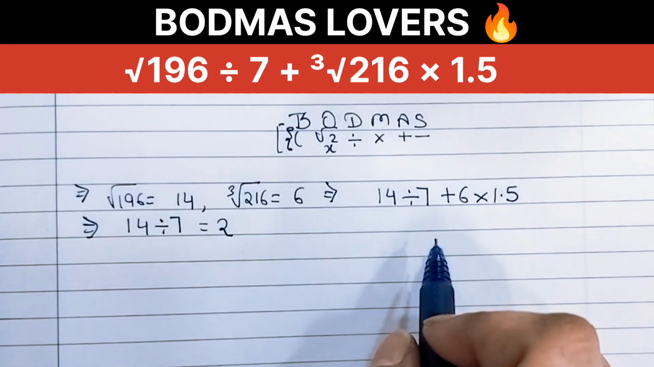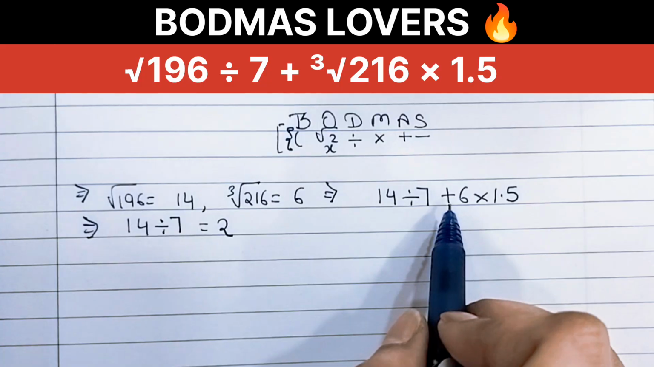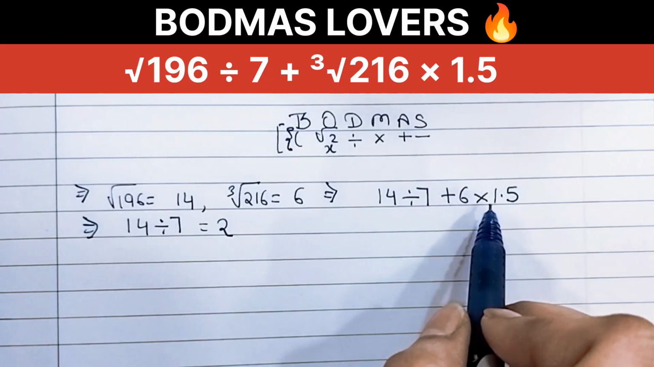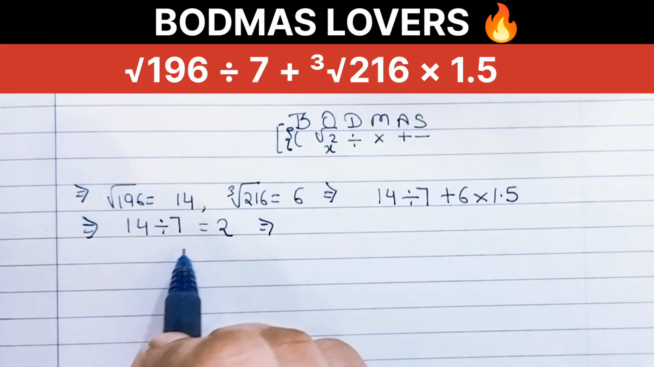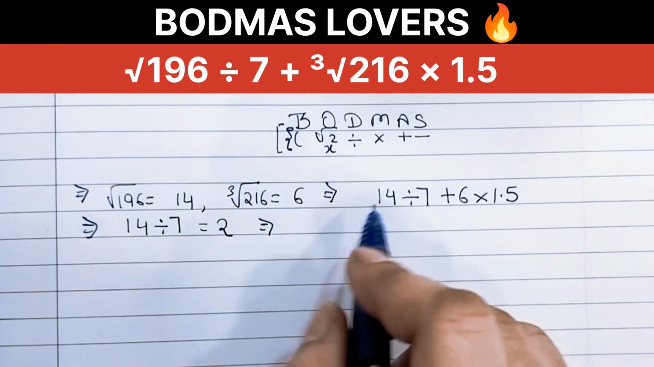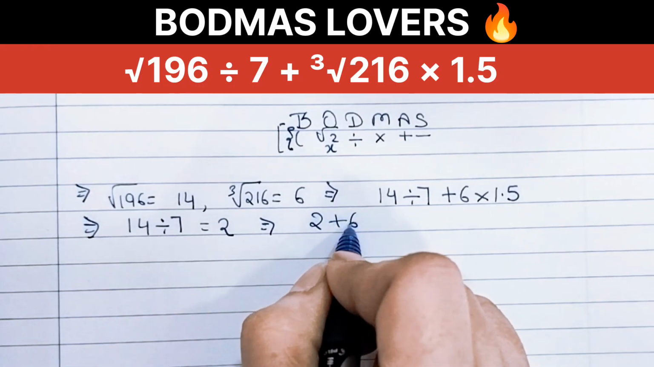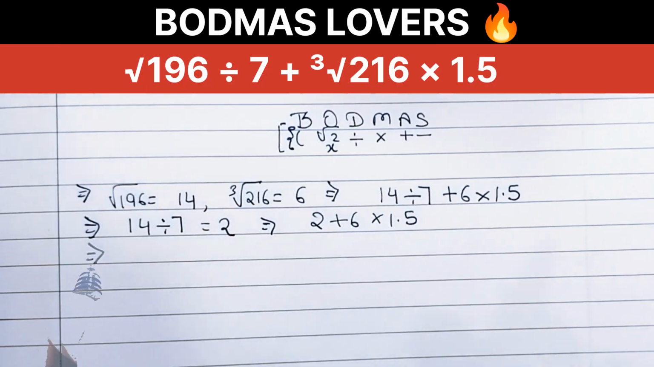According to this step, looking at the remaining operations, which are addition, division and multiplication, division holds the highest priority in BODMAS order. So now replacing the division part with its result, the expression becomes 2 plus 6 multiplied by 1.5.